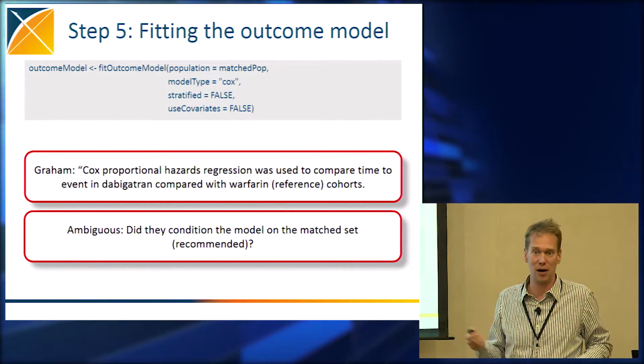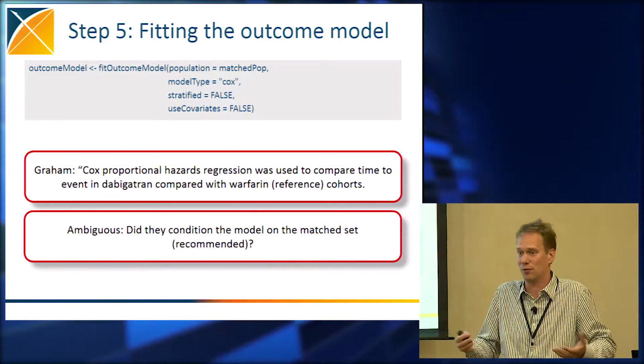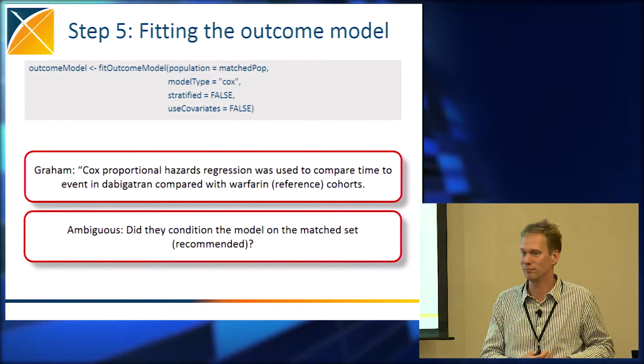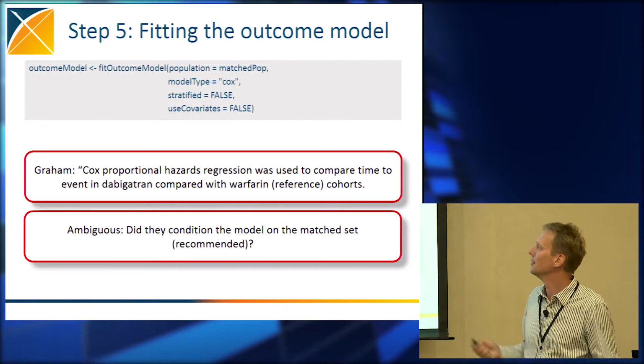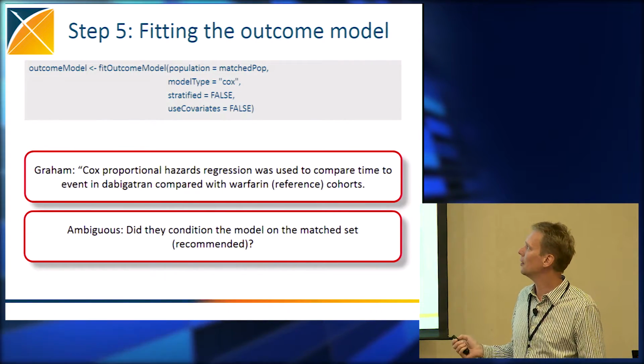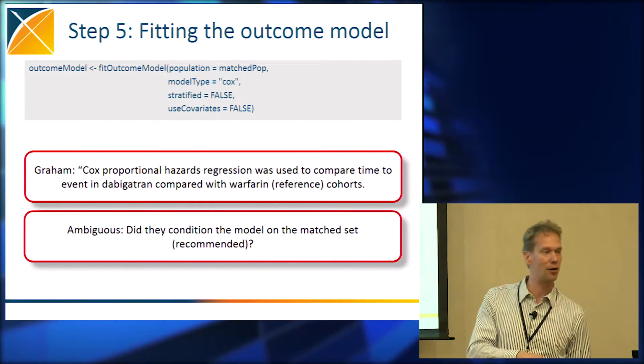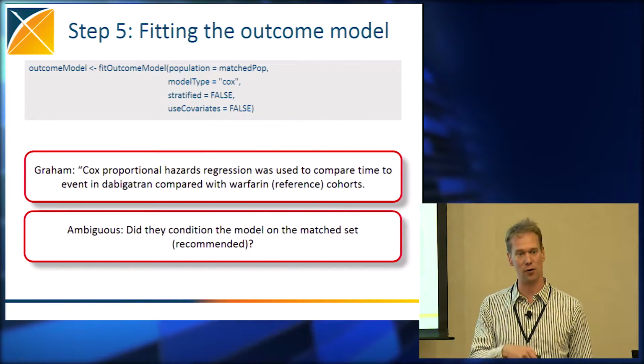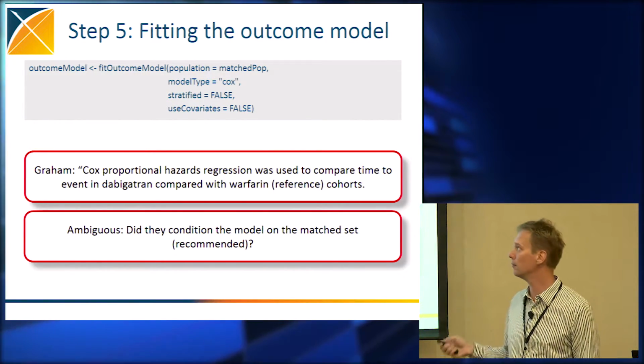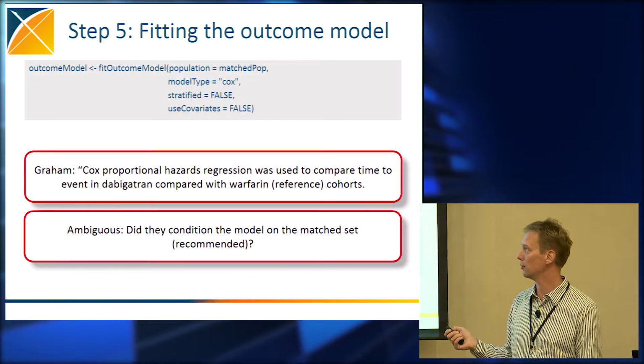It might cost you some power, but it protects you against residual bias. So we have an option of actually including all of the covariates that went into the propensity model also in the outcome model, but that's not what Graham did, so we're also not going to do that.